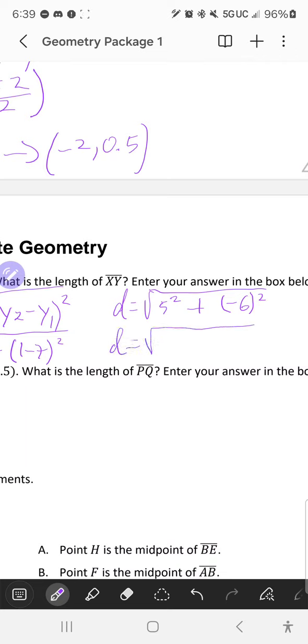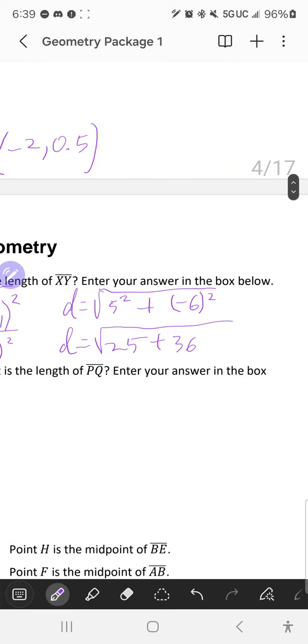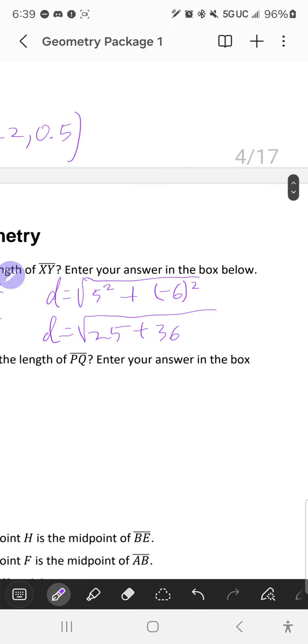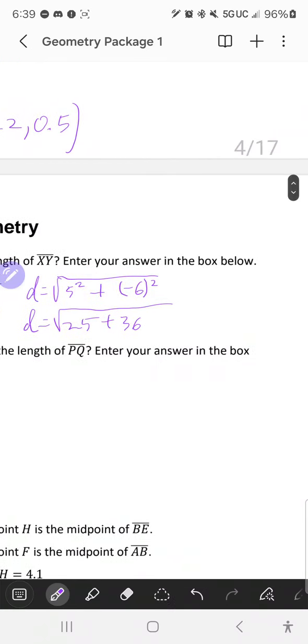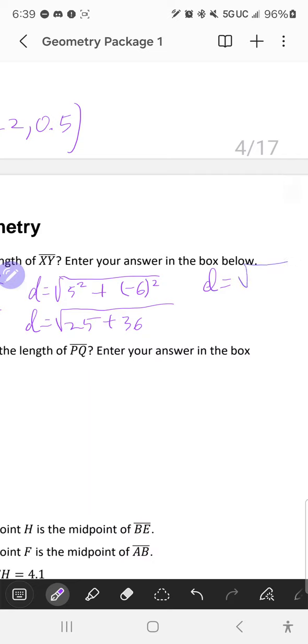We calculate this: the square root of 25 plus 36, since 5 times 5 is 25, and negative 6 times negative 6 is 36, positive, since they are both negative, so they have the same sign. And as I explained before, if two numbers that are multiplying or dividing have the same sign, the result is going to be positive. So we add them, and we get that d is equal to the square root of 64.